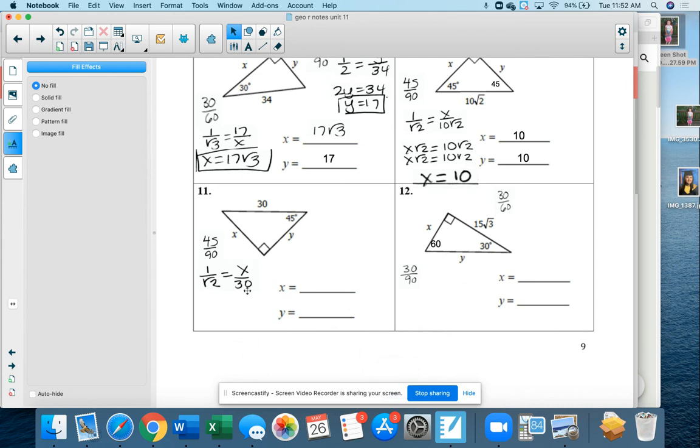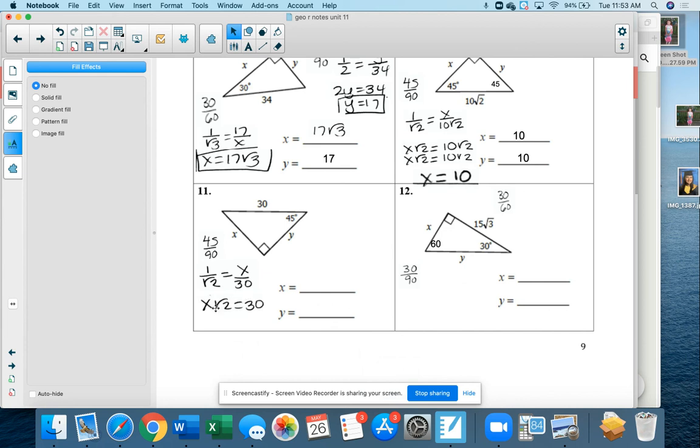equals x over 30. Let's make sure that makes sense. The side across from the 45 is 1. The side across from the 45 right here is x. The side across from the 90 is radical 2. And in this one, the side across from the 90 is 30. Now, when I go to cross multiply, x times radical 2 is x radical 2. 1 times 30 is 30.